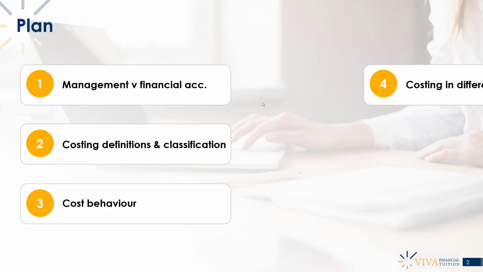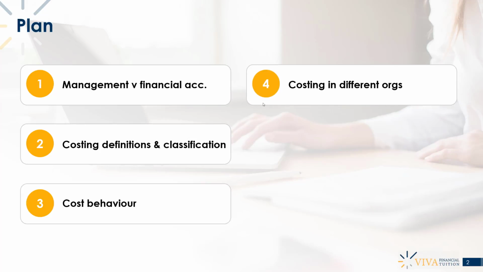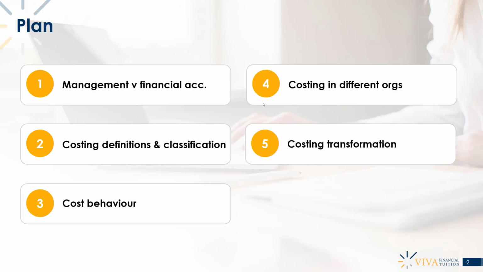And costing in different organization types. Costing is used a lot in manufacturing, but it's also used in different types of industries, service industries, construction, where job costing is used. We'll be looking at that in closer detail. And then we'll also be looking at costing transformation. This is all about cost optimization, looking at the different frameworks for optimizing costs. Okay, so we'll get stuck in.